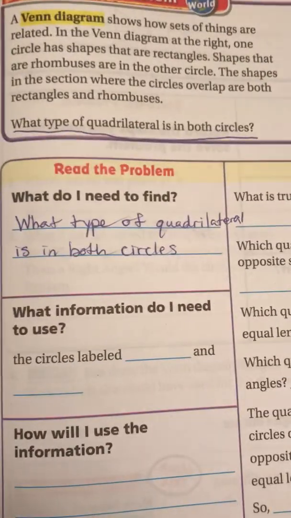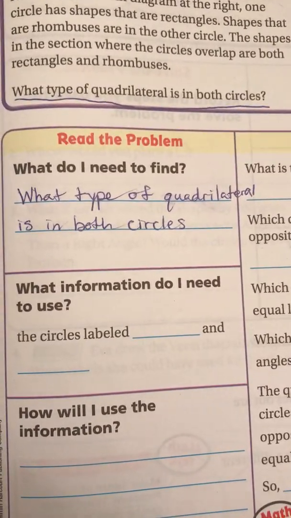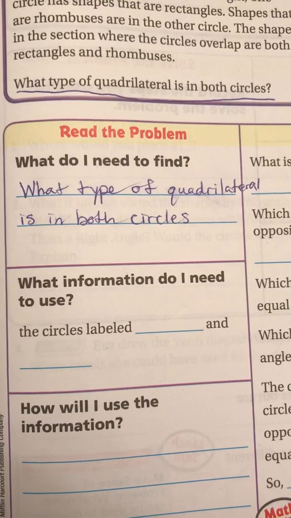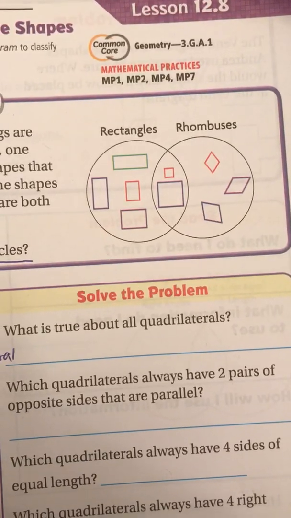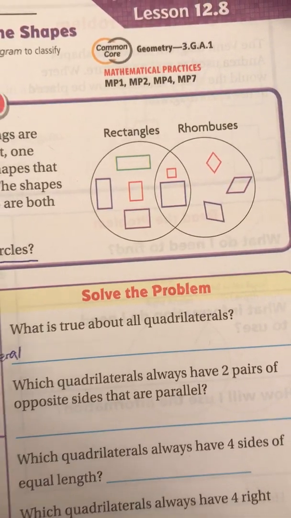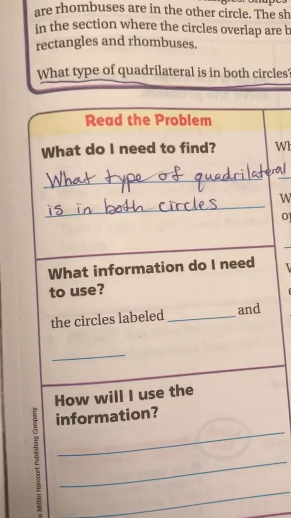Okay. Now it says, what information do I need to use? So it says the circles are labeled. So what are our circles up here labeled? They're labeled rectangles and rhombuses. So we need to put that right here.